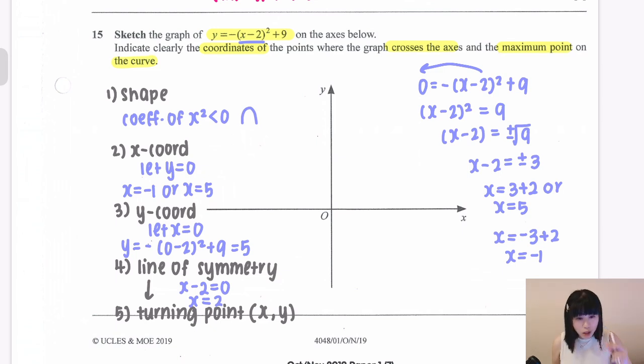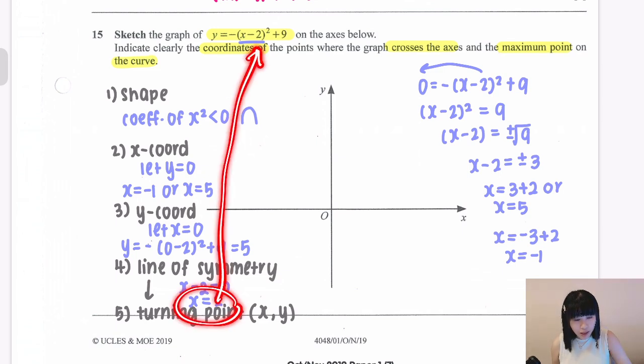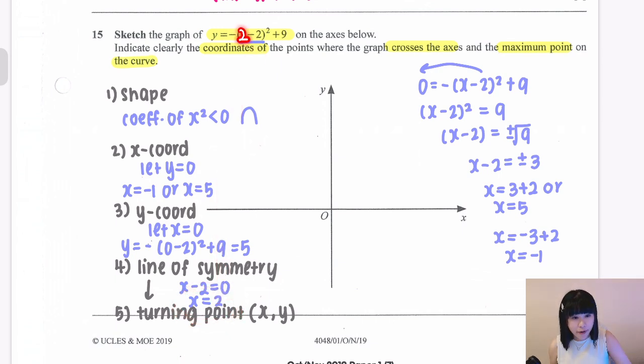Now, to find the y coordinate when x is 2, you can sub it here. And for sure when you sub it back, 2 minus 2 is just gone. For sure, your y coordinate will always be the last part there. So you can straight away take out the last part every time from the completed square form. Your turning point here is actually 2 and 9. Now you put all the clues in.